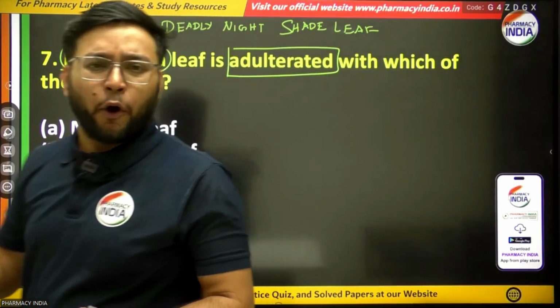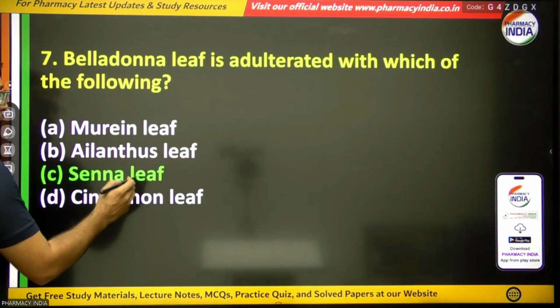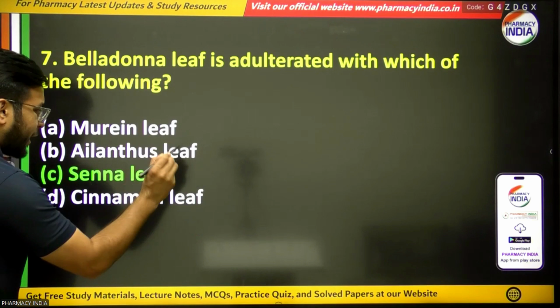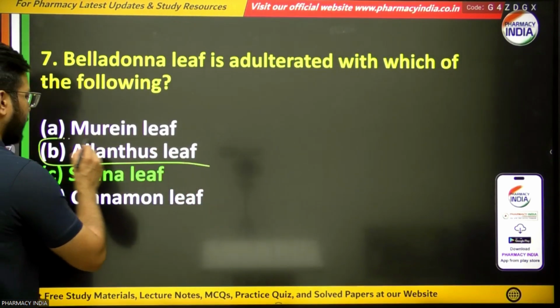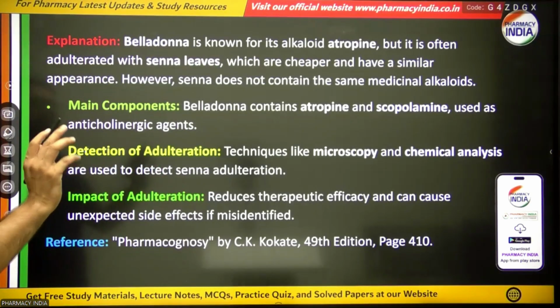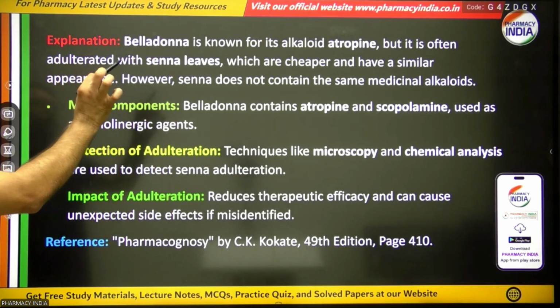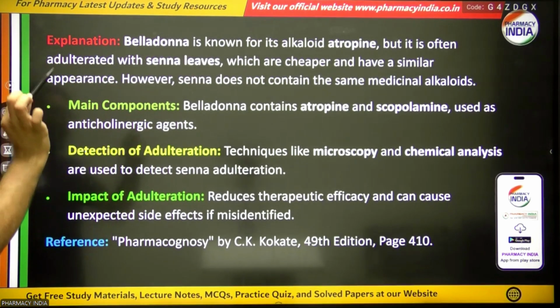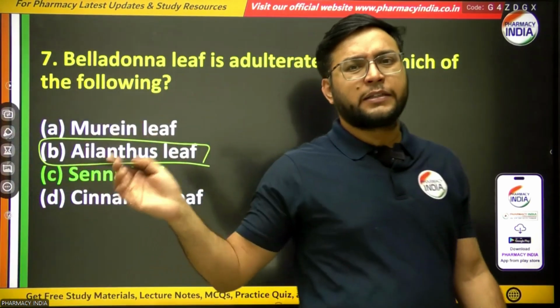Now coming to the point, the question asks that the adulteration of the belladonna leaf is mainly ailanthus leaf. So the correct answer is ailanthus leaf, forget all about that. Ailanthus leaf is the adulterant. Let me be very clear. Belladonna is known for its alkaloid atropine, and just correct this: ailanthus leaf is used as an adulterant.